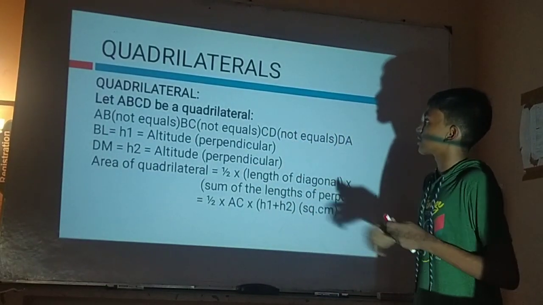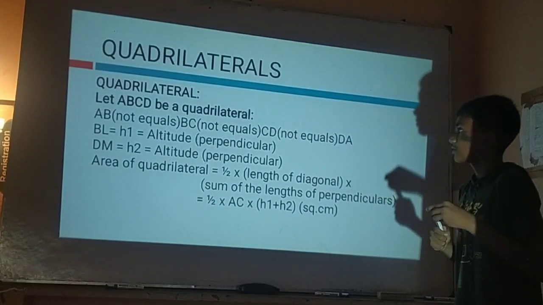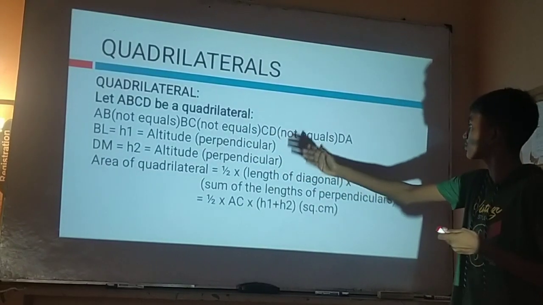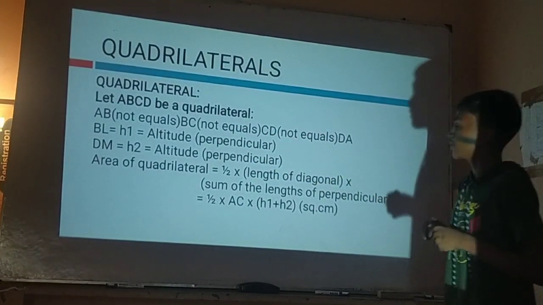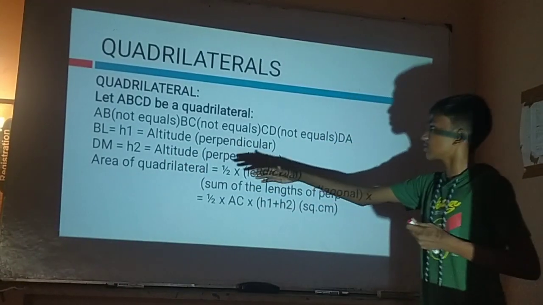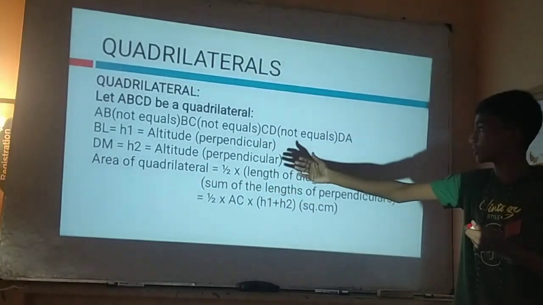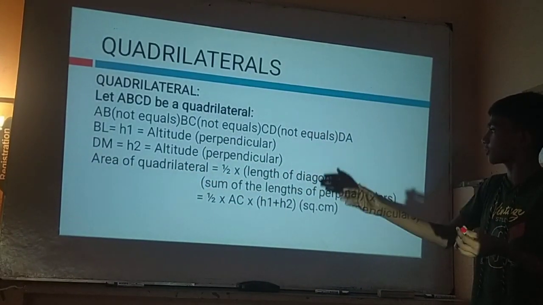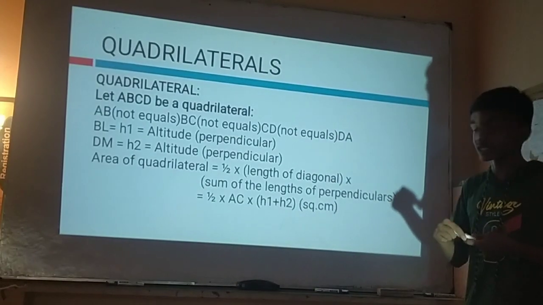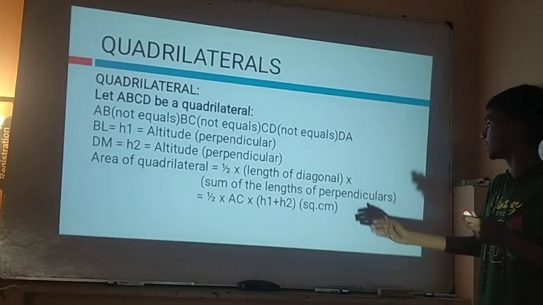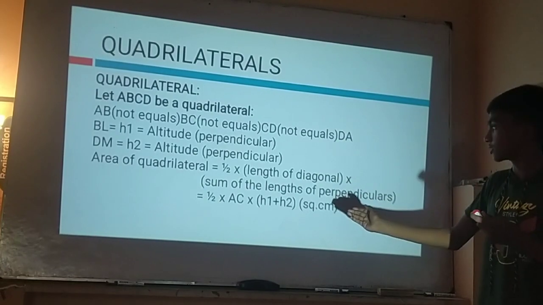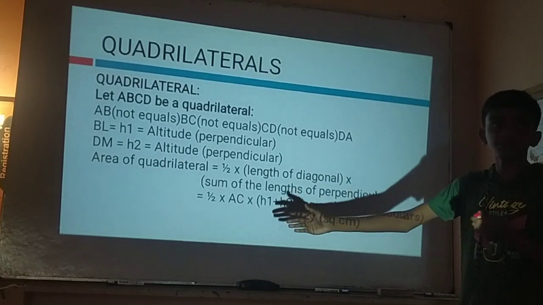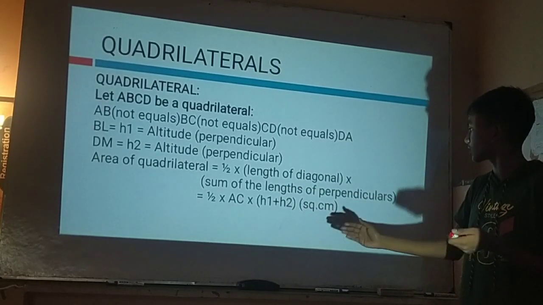Next, for a general quadrilateral, let ABCD be a quadrilateral, which means that AB is not equal to BC, not equal to CD, and not equal to DA, where DL is height 1 or the altitude or perpendicular, and DM is height 2, the next altitude or perpendicular. The area of the quadrilateral is half into the length of the diagonal into the sum of the lengths of the perpendiculars or altitudes, which is half into AC into h1 plus h2 square centimeters.